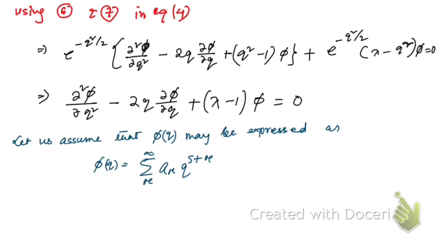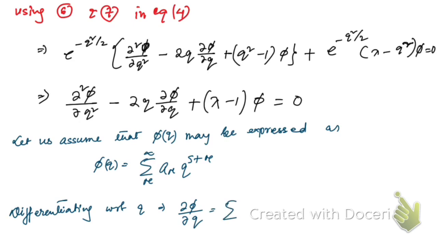If that is the case, if we differentiate it with respect to q, then we're going to have del phi by del q equal to summation r a_r, and differentiating with respect to q, here you're going to get (s+r) q to the power (s+r-1). That's what we're going to have.